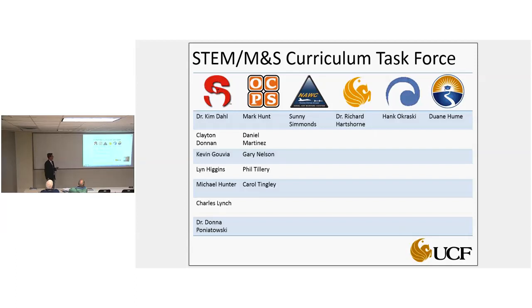UCF, there was this guy, Richard Hartshorn, just brilliant. Pretty much everything that comes out of his mouth is just unbelievably brilliant. So he's great. And then obviously Hank led the whole process. And when you're doing something that's going to eventually get approved at the state level, or you want to get approved at the state level, it's always good to have somebody from the state level Department of Education on your team. So Dwayne Hume served that role for us and has been great there as well.